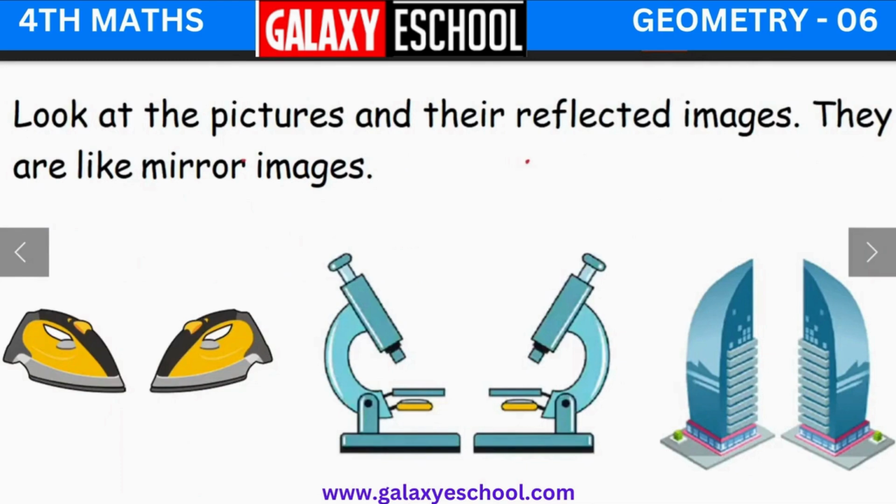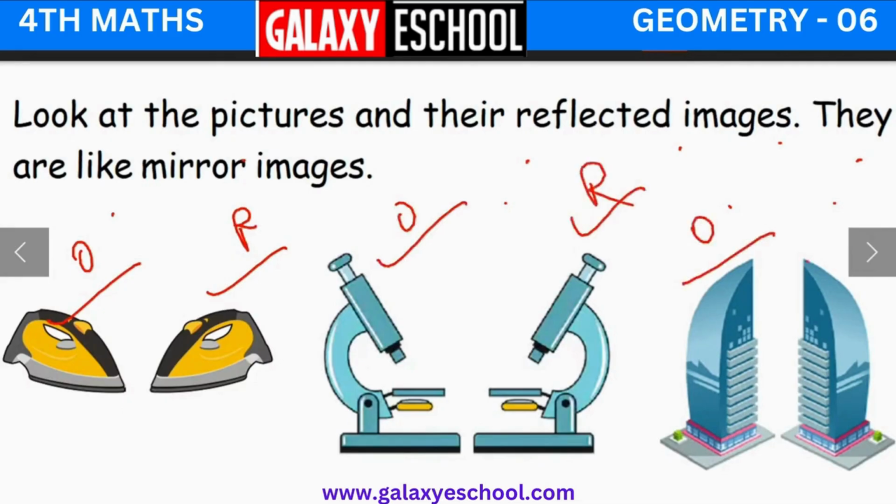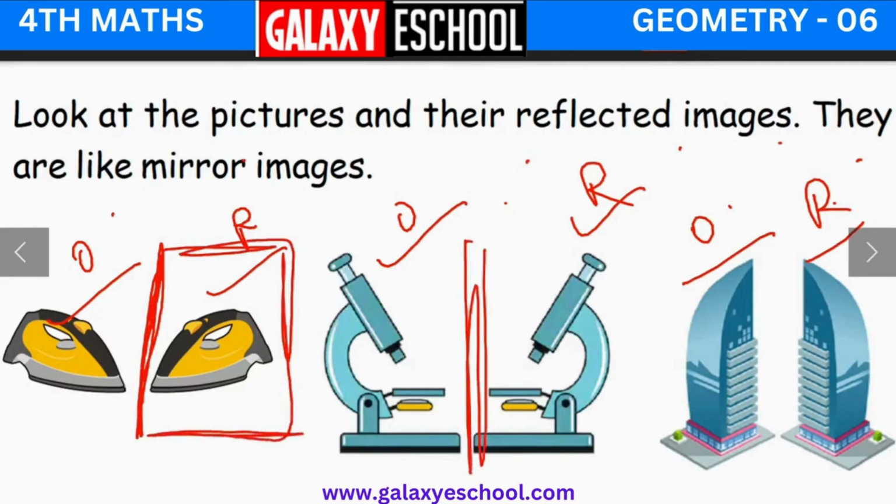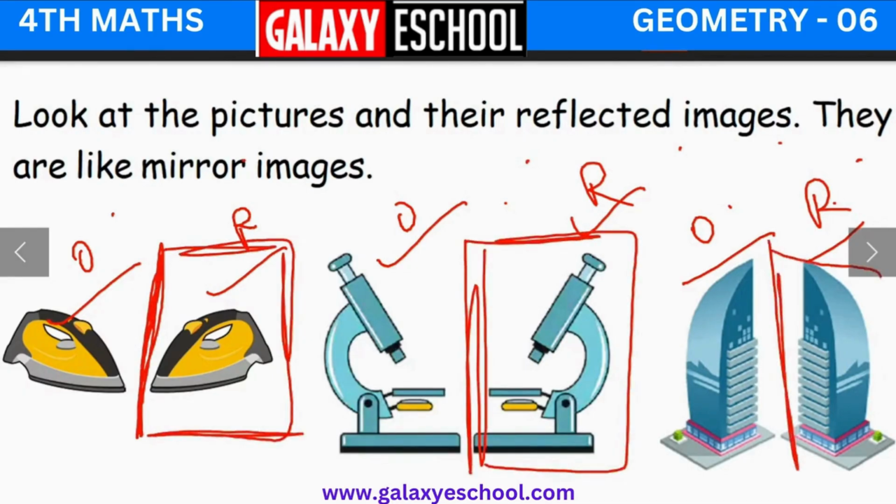Now look at the pictures and their reflected images. They are like mirror images. Yes. So what is this? This is the original picture and this is the reflected. Original and reflected. Okay, understood. That means when we place a mirror here, this is what you will see in the mirror. When you place a mirror here, this is what you will see in the mirror. This is the reflected image, the image that is seen in the mirror. They are like mirror images.